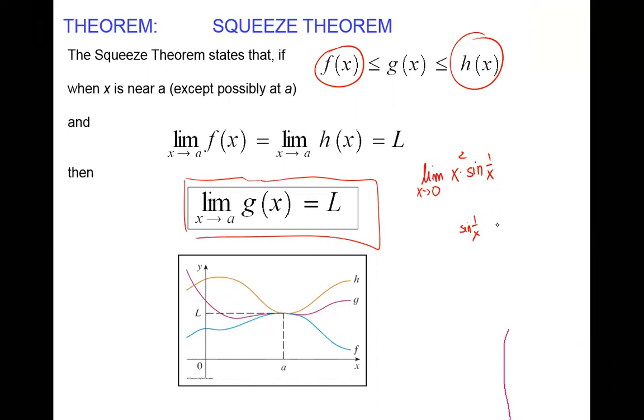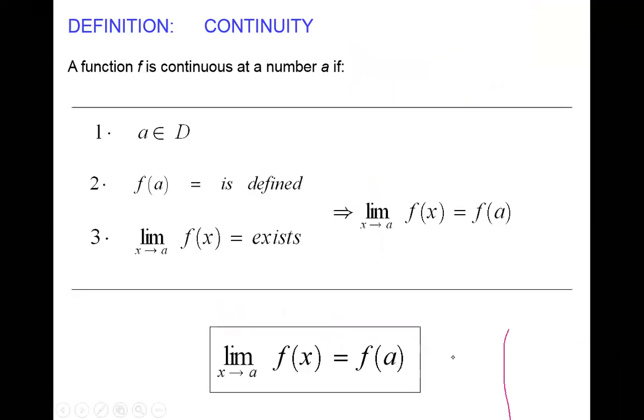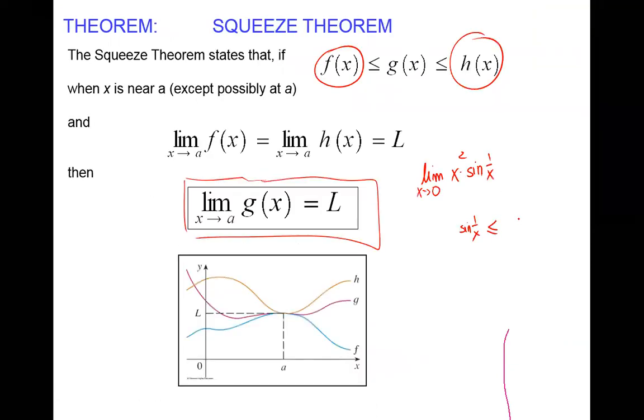Sine of 1 over x, sine of any angle is between 1 and -1. Actually, I should ask you, what's the range of the sine function? That's what I did. It's so easy to create functions f and h, -1 and 1. But something is missing. My original function is sine of 1 over x times another part, times x squared. That means I will multiply -1 times x squared, I will multiply the middle part by x squared, and I will multiply 1 by x squared.